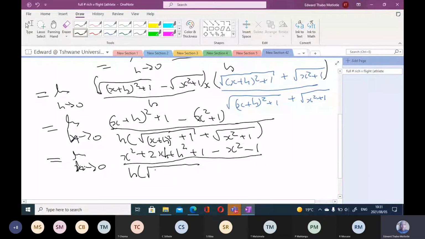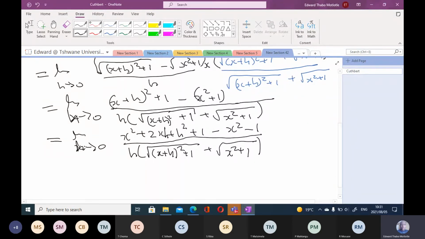Plus x squared plus 1 plus the square root of x squared plus 1. We close this bracket here. So here, what I wanted to show you, we have like terms. This guy here cancels this one. 1 cancels minus 1. We take out the common factor. So we have the limit as h approaches 0. And we take h out as a common factor.